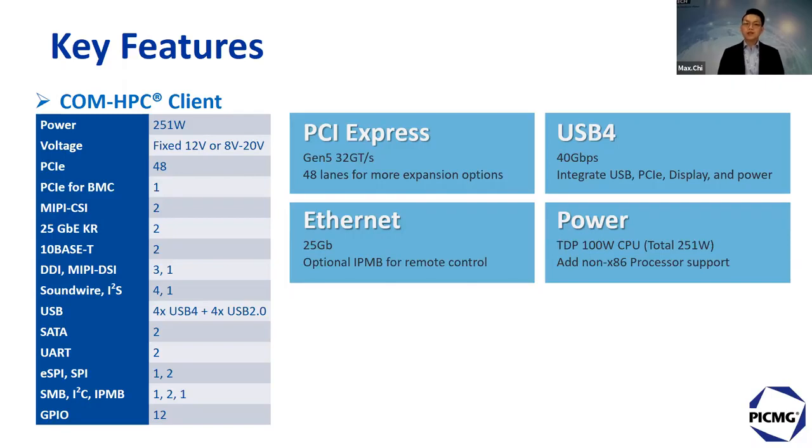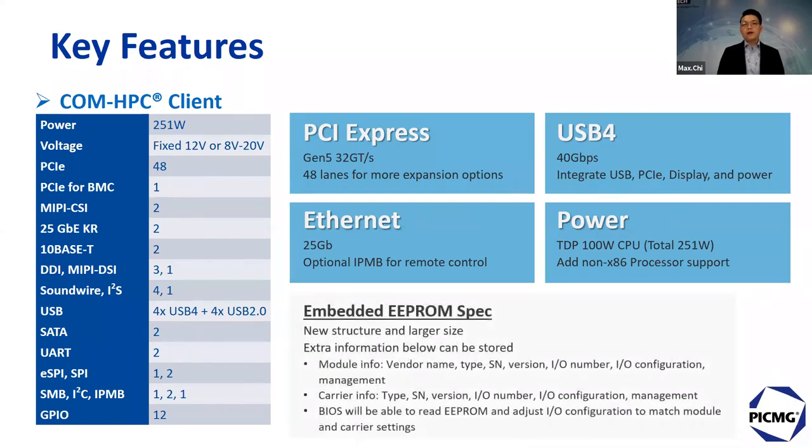Ethernet. COM-HPC supports 25 gigabit Ethernet for high-speed data transmission, and it also leaves optional IPMB support for remote control possibility. Last is power. This time, COM-HPC is not limited to x86 processors. And because the CPU TDP is supported up to 100 watts, you can use more powerful processors like desktop CPUs to have higher performance.